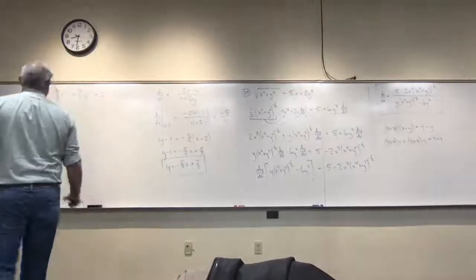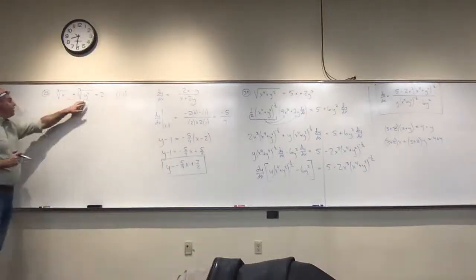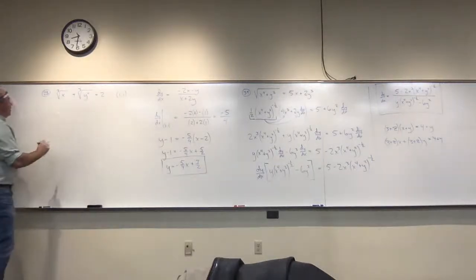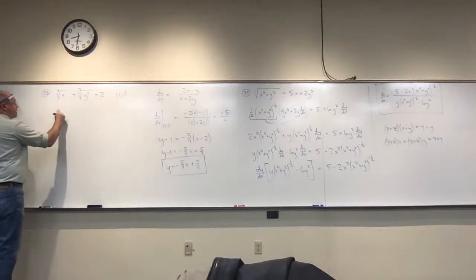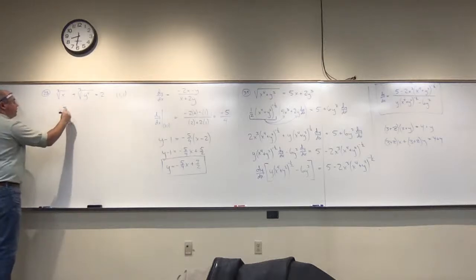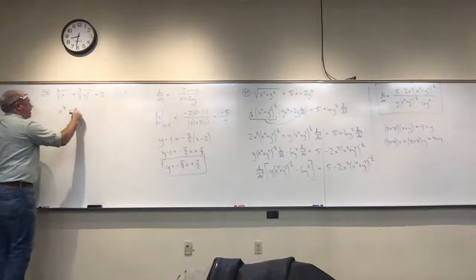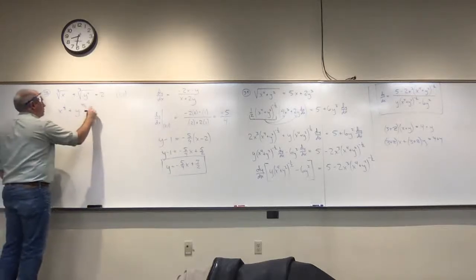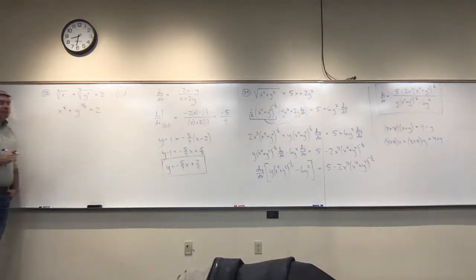So first of all, if I would like, I could change these into exponents instead of having cube roots everywhere. I think it's better. So I could write this as x to the 1/3 power plus y to the 4/3 power is equal to 2. And I think that's going to make it easier.